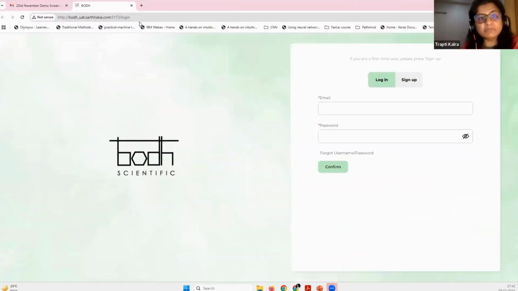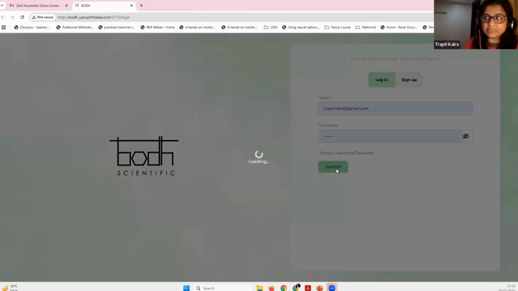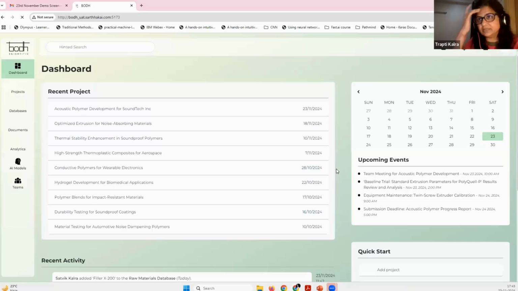So the platform name is Both Scientific, and it is meant for chemistry and material science domains, but it is not limited to this particular domain. It can work for actually any domain, and I'll show you how. So I'm just going to log into the domain and show you how a project is actually getting managed in this. So in this landing page on the Both Scientific platform, I've logged in and I see my dashboard.